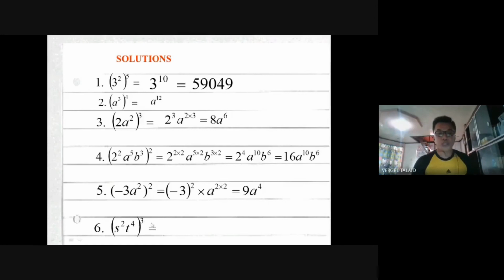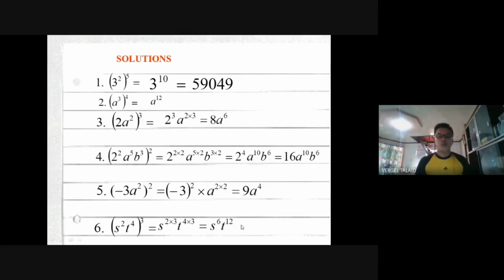For number 6, we have 1 as the numerical coefficient. 1 to the power of 3 is equal to 1. We have s, and 2 times 3 is 6, then 4 times 3 is equal to 12. So therefore, the product is s to the power of 6, t to the power of 12. It is understood that there is a 1 here, so that is 1 s to the power of 6 and t to the power of 12.